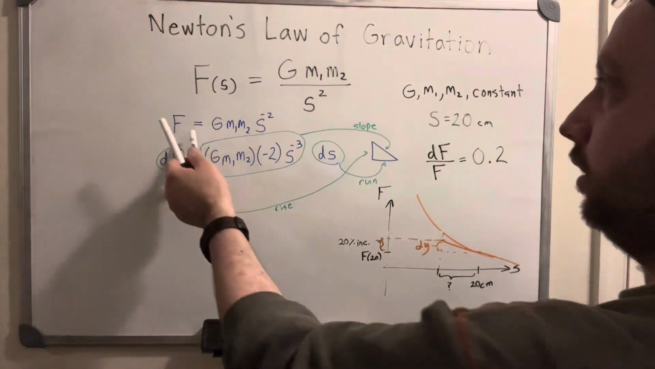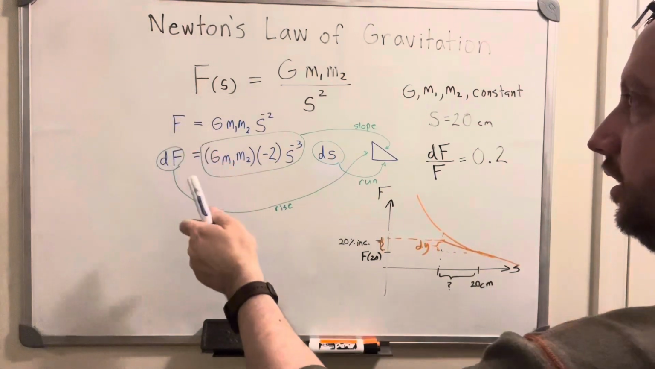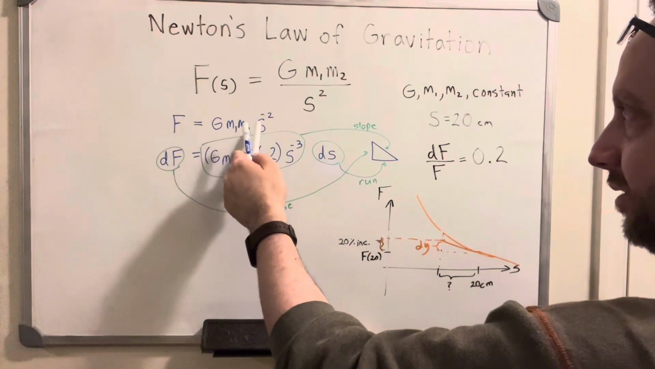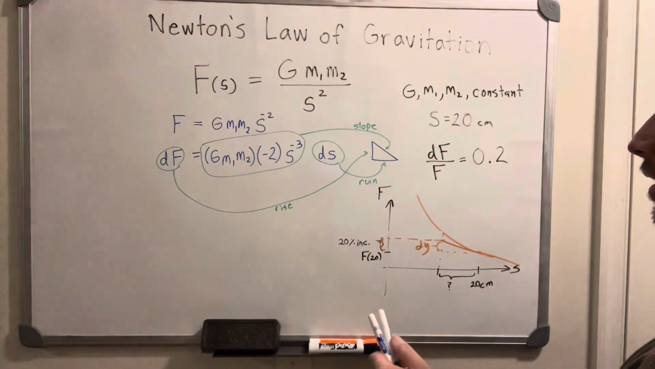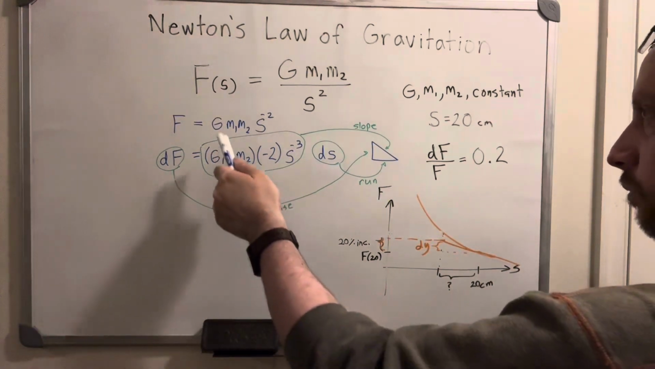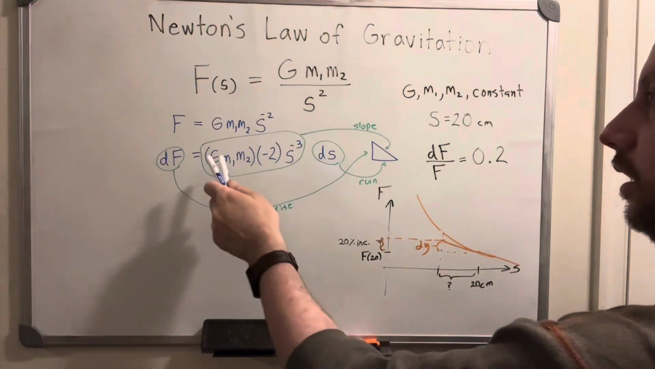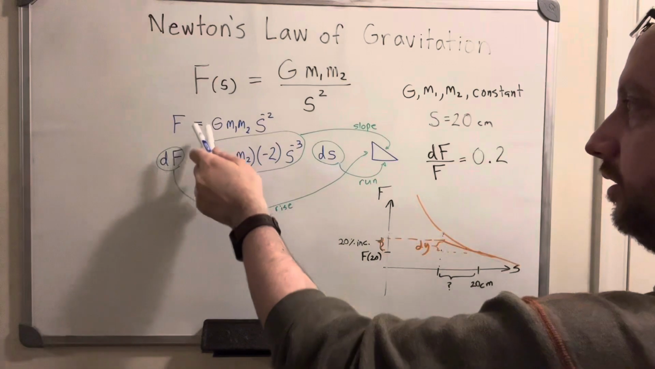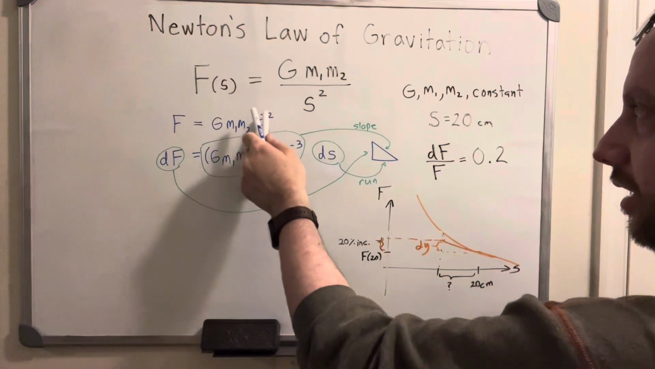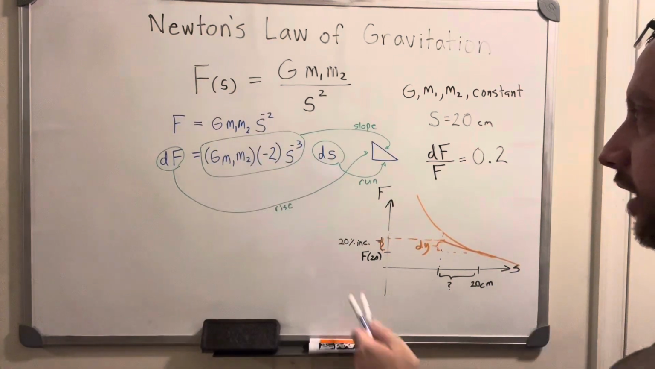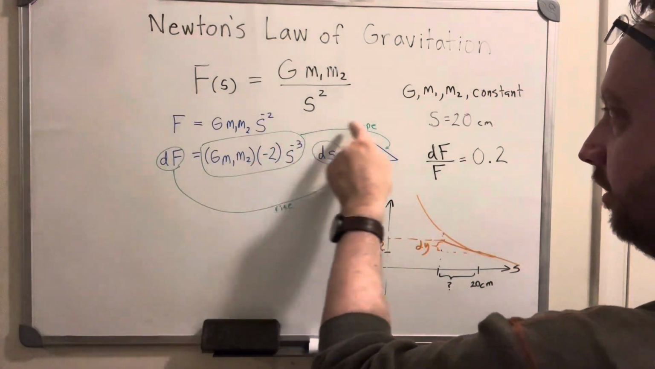First of all, I rewrote this function for the force as this, which is the same thing, G m1 m2 times s to the minus 2. And since we knew that with differentials you work with the derivative of the function at its value, I found out that the derivative, the slope of the tangent line, is G m1 m2 times minus 2 s to the minus 3. And let's bear in mind what that means. That means the slope of this tangent line.